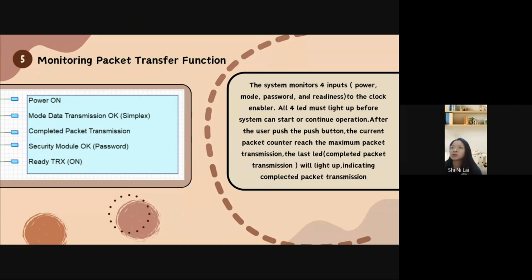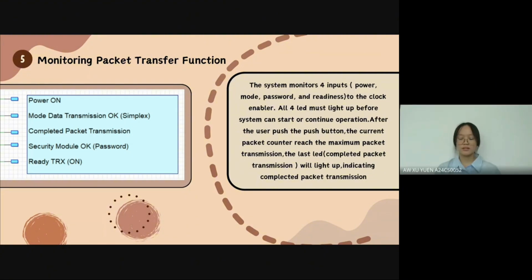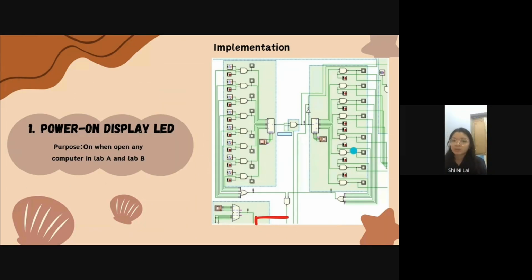So after the user pushes the push button, the current packet counter will increase until it reaches the maximum packet count, and then the last LED, which is the completed packet transmission, will light up, indicating that the packet transmission is completed. So how do we implement this monitoring dashboard function?